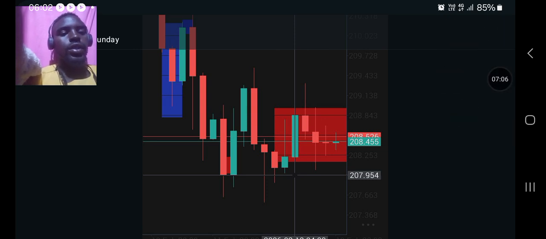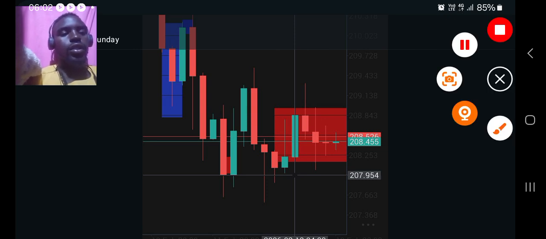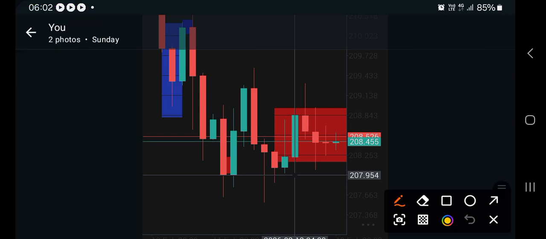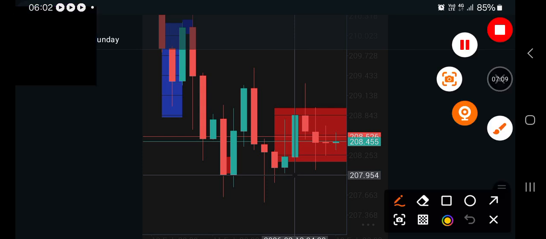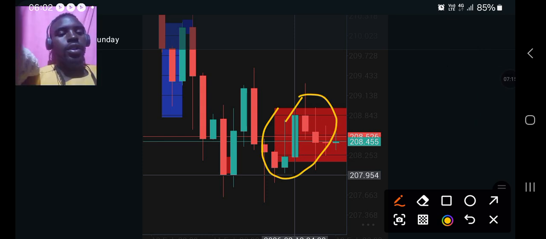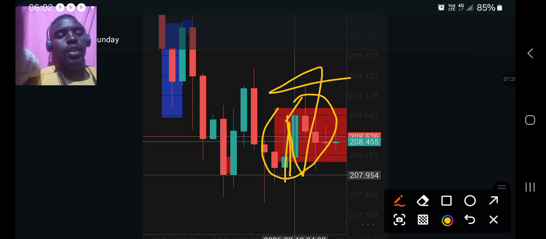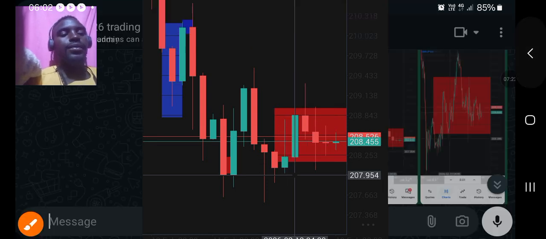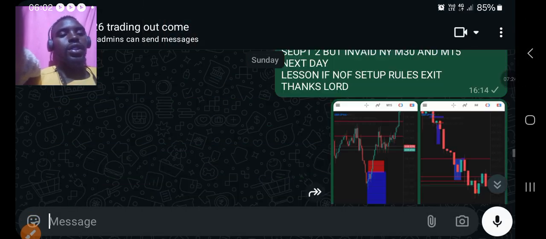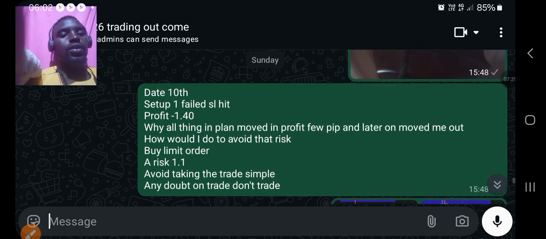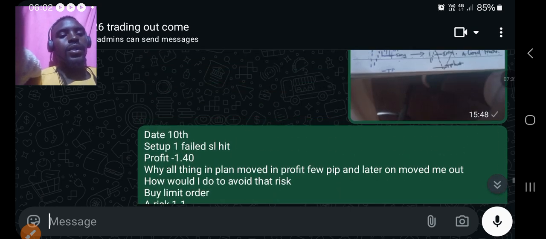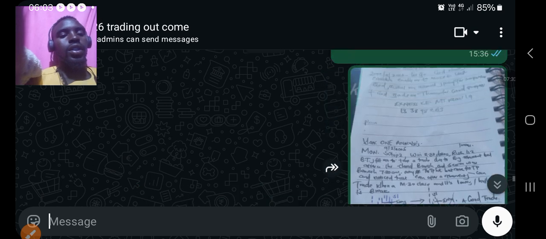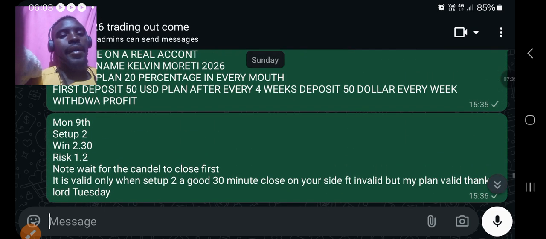So this was the move here. You can see very clearly this was the move here. The candle came, formed, it moved up, formed a setup, and went up to our TP level. That was the move there, right? Let me take you to another day that shows a very clear move. Date 10th September. Yes, all right.